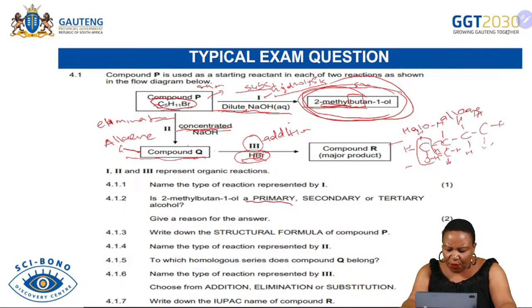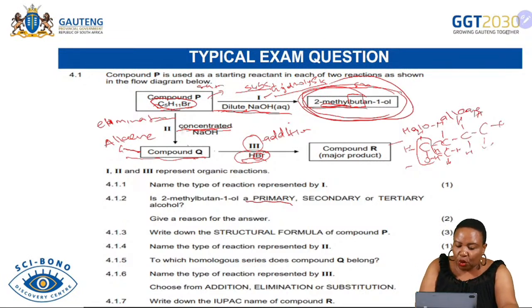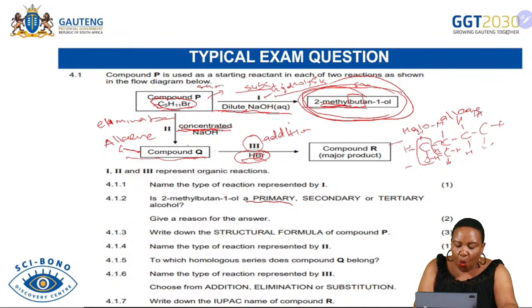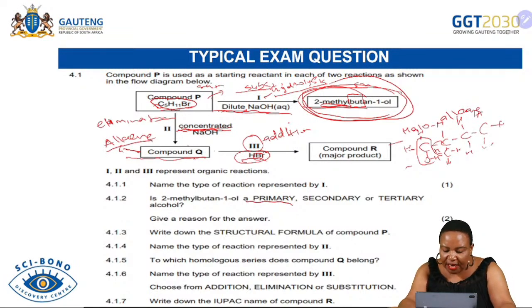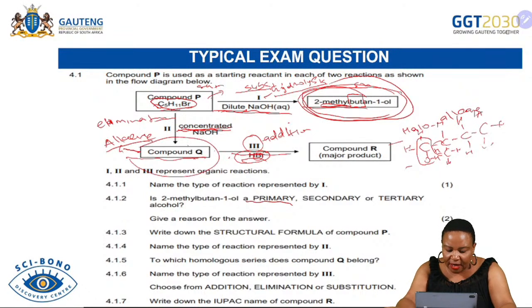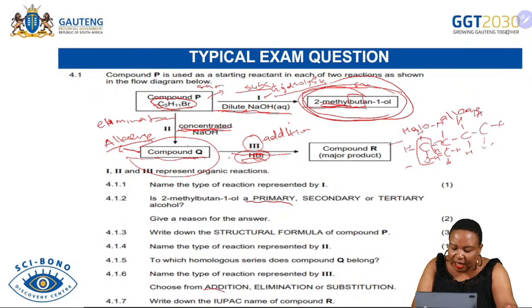And then name the type of reaction represented by 2. We have done that: it is an elimination reaction, and the reason is that we have seen the concentrated strong base. And then to which homologous series does compound Q belong? We have identified it as alkene. And then name the type of reaction represented by reaction 3. We said it is addition, because an alkene will always undergo an addition reaction. They said choose from addition, elimination, or substitution, so we have chosen addition in our case.